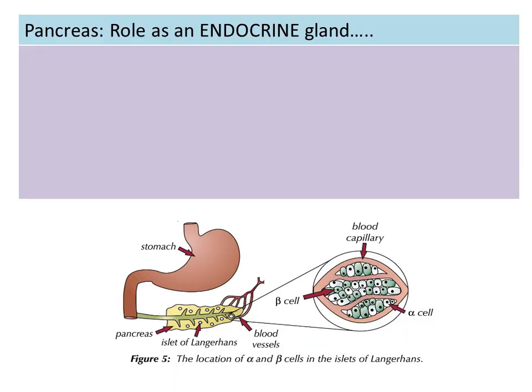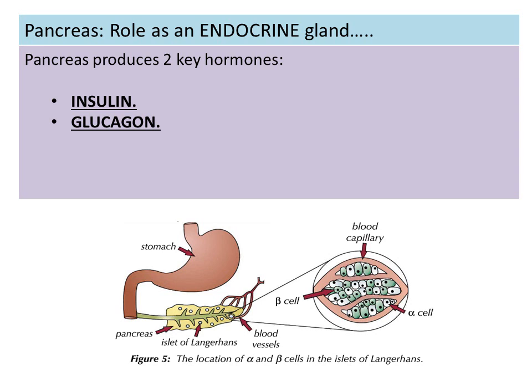This takes us on now to the pancreas as an endocrine gland. It has two very important hormones, insulin and glucagon. And what we're going to do is we're going to look at the histology, the cellular structure of the islets of Langerhans where these hormones are produced.